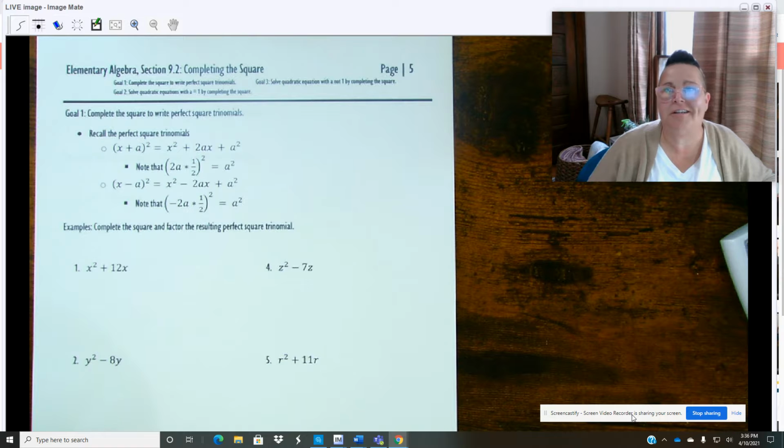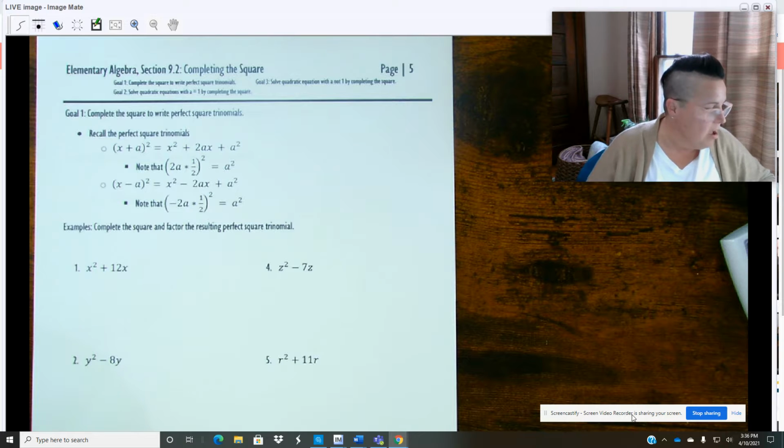This is section 9.2, and we are going to talk about completing the square. Now, completing the square can be a difficult process for some. Admittedly, I am going to try and talk you through this so that you understand what it is you're doing. We're going to begin with just an idea of what completing the square is.